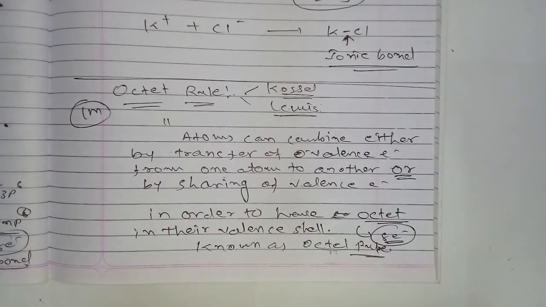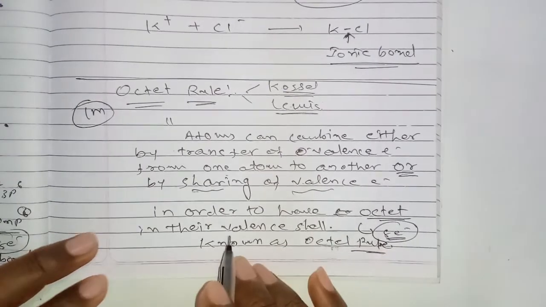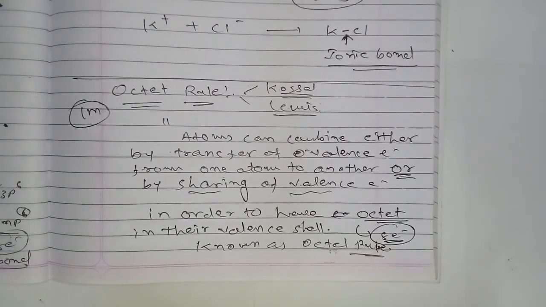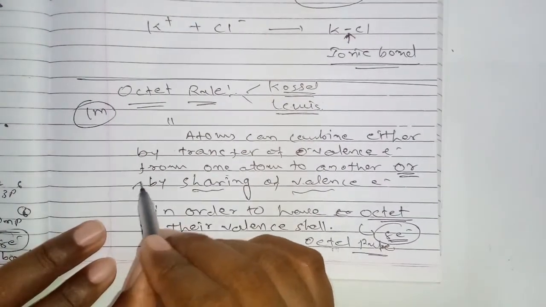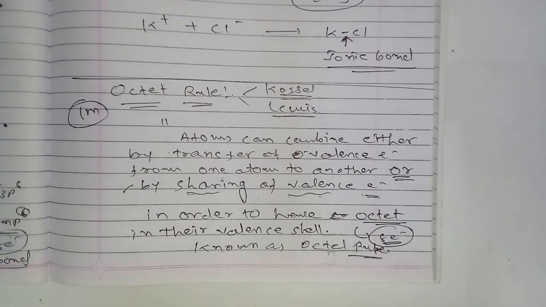Okay friends, so next time we will discuss the covalent bond, which is formed by sharing of valence electrons. Okay, thank you very much.